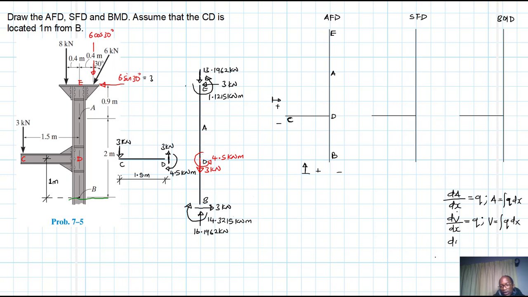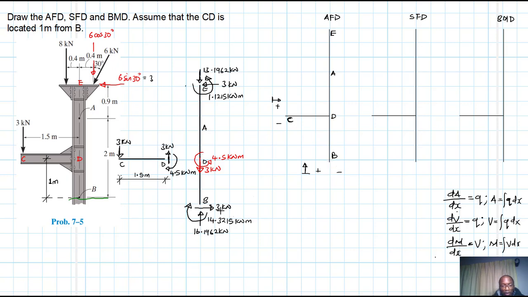And then we have the rate of change of moment with respect to x is just equal to the shear force, and moment is equal to the area under the shear force diagram. So we are using these three equations to just make a drawing here. All right, so let's start with the shear force. Like I said, the main purpose of this video is to just draw these diagrams, right?